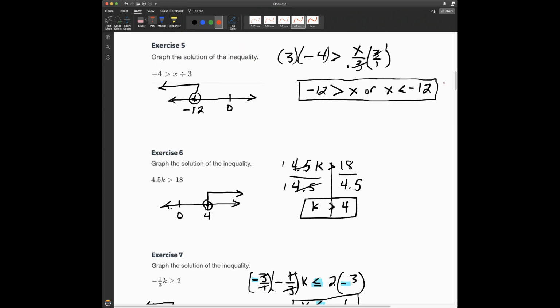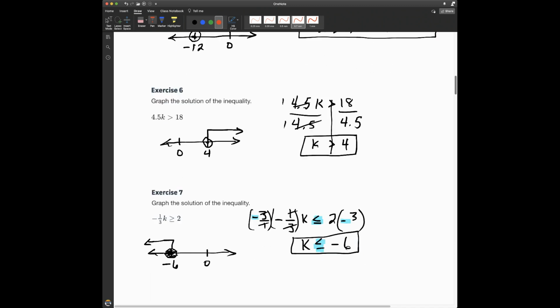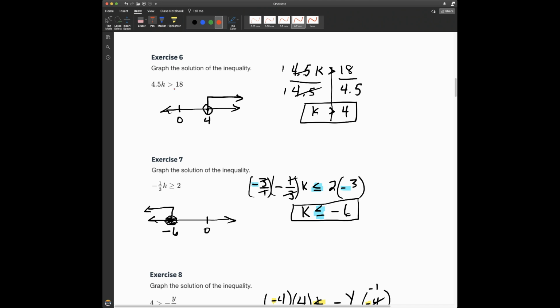For number 5, I'm going to graph the solution of this inequality. Multiply both sides by 3, and I have x, or -12 is greater than x, which means x is less than -12, and there's my graph. Number 6, divide both sides by 4.5, put that in my calculator, and k is greater than 4, so I go ahead and graph that one.